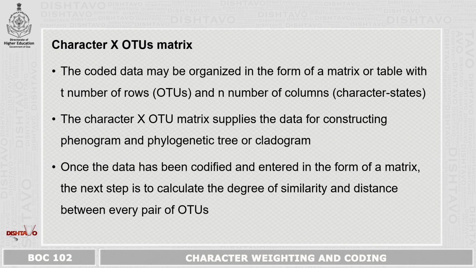Once you do such coding, we have to prepare a matrix, that is a character by OTU matrix. The coded data may be organized in the form of a matrix or table with T number of rows and N number of columns. Such a matrix is very important for numerical taxonomy. The character by OTU matrix supplies the data for constructing a phenogram and a phylogenetic tree or cladogram. Without such a matrix, that is a character by OTU matrix or OTU by OTU matrix, we will not be able to do the numerical taxonomic analysis.